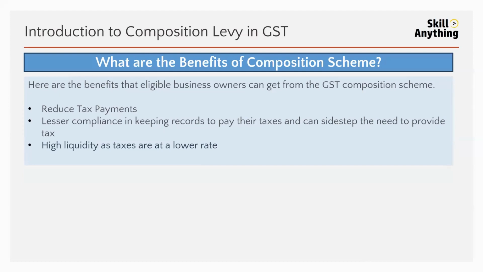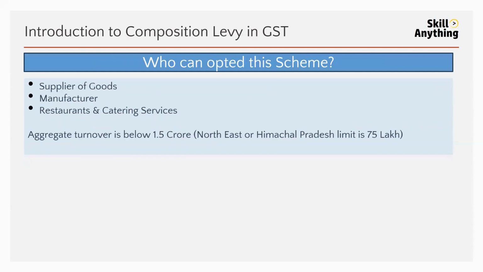What are the benefits of the composition scheme? It helps to reduce the tax payment. There is less complexity compared to regular GST, and high liquidity as taxes are at a lower rate.